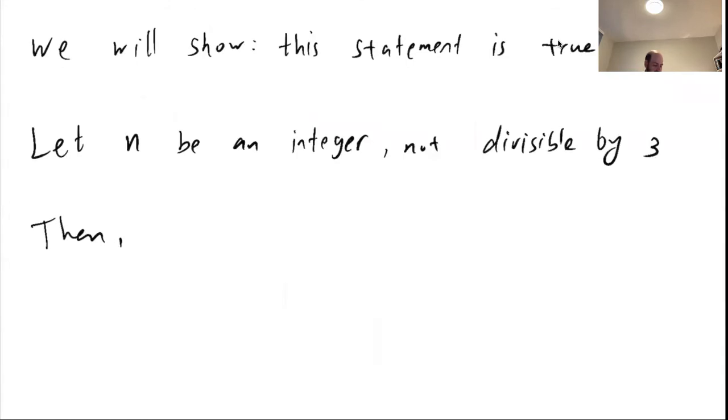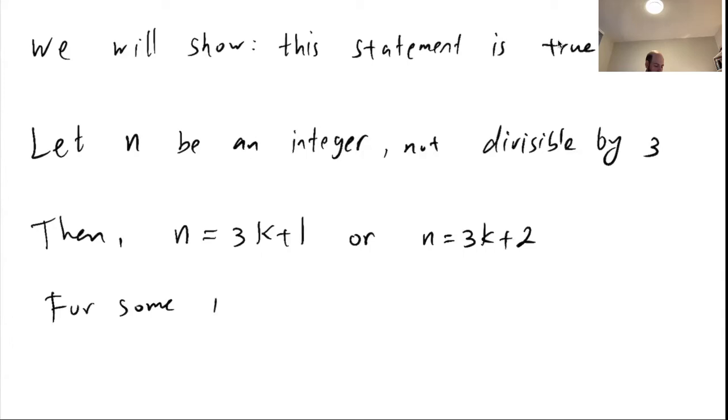So n is an integer not divisible by 3, so I can write n as 3k plus 1, or n equals 3k plus 2, for some integer k. Well, why is that? This is because of, so I can say, recall the division algorithm.